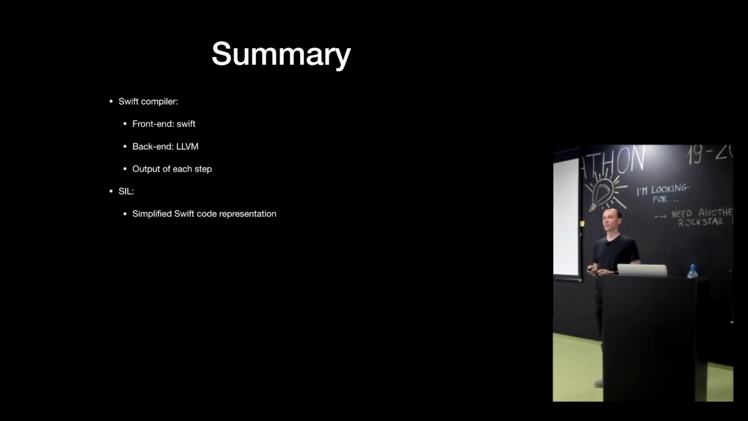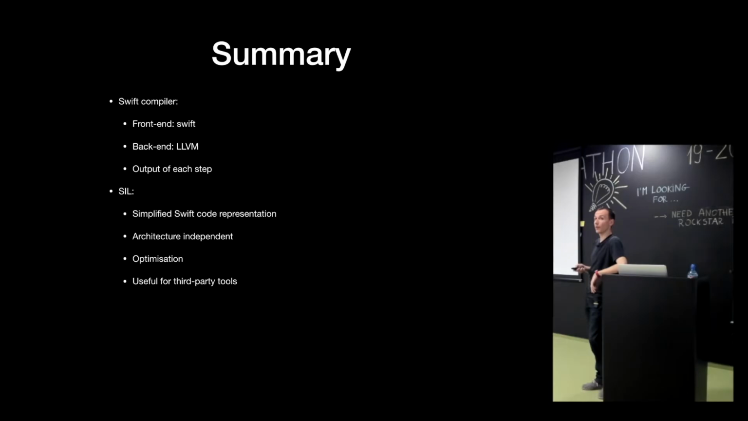We learned also about SIL. So we know that it is a simplified Swift representation of the code that you write. It's completely architecture independent because it sits in the middle end. Originally, it was created for optimization done by the Swift compiler core team. But also, it can be useful if you want to create some third-party tool. So if you have any idea to help Swift developers make their lives easier, now you can consider SIL.